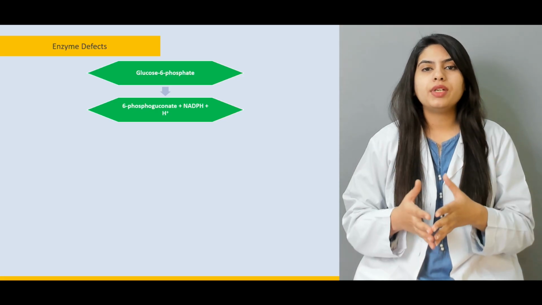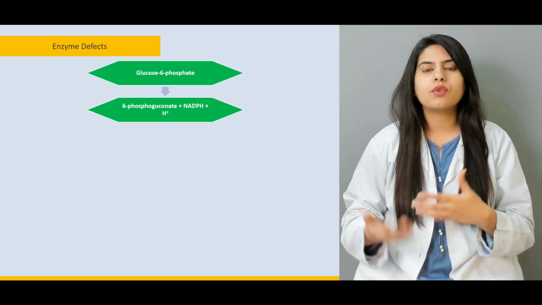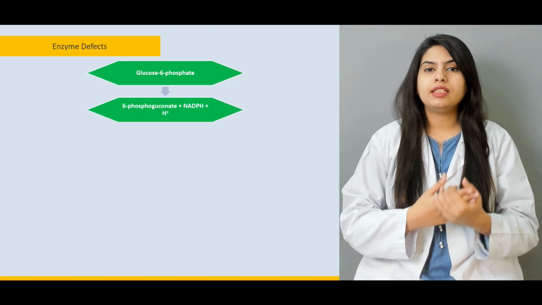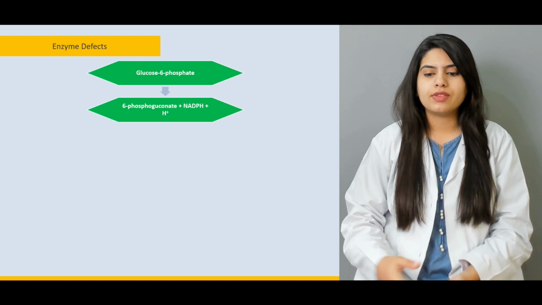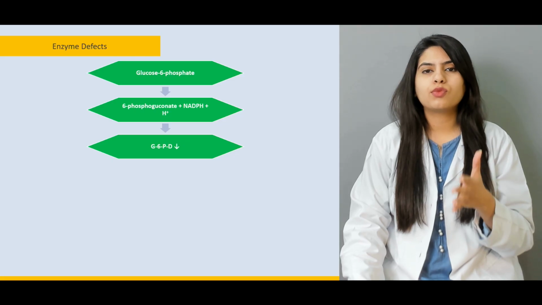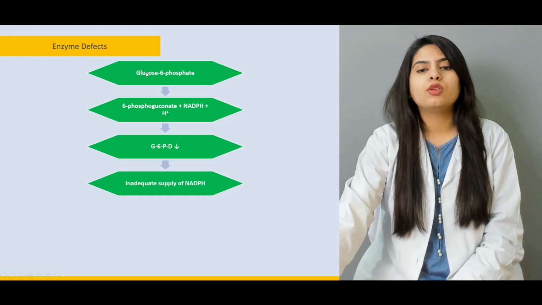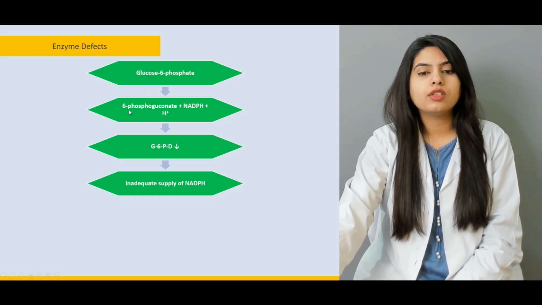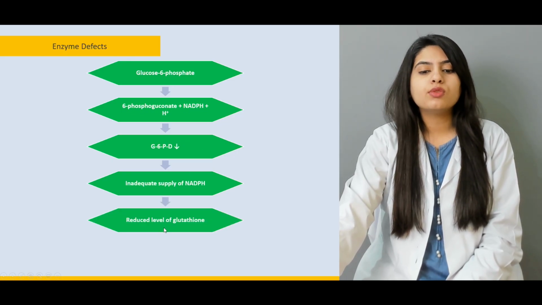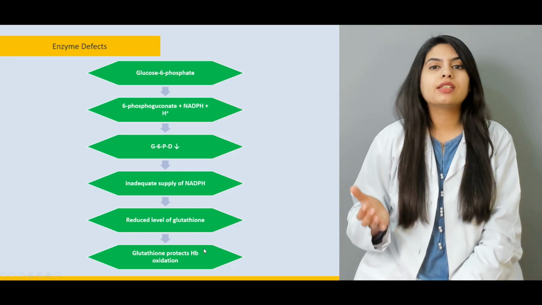So whenever there is a deficiency of this enzyme, that will obviously affect the amount of energy that is being produced, and that will affect the red blood cells as well. Whenever there is a decrease in glucose 6-phosphate dehydrogenase, this will lead to inadequate supply of NADPH. Obviously, the glucose 6-phosphate will not be converted into 6-phosphogluconate, and NADPH will not be produced. There will be a reduced level of glutathione, and the role of glutathione is to protect the hemoglobin.